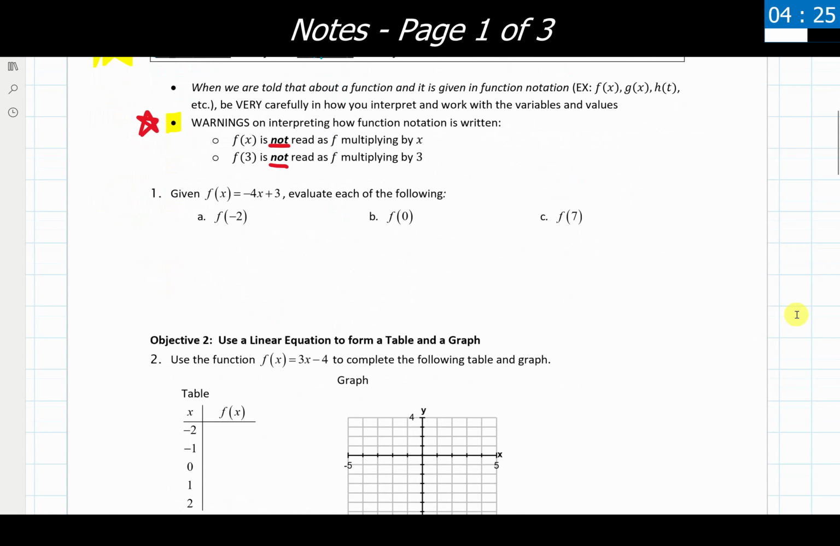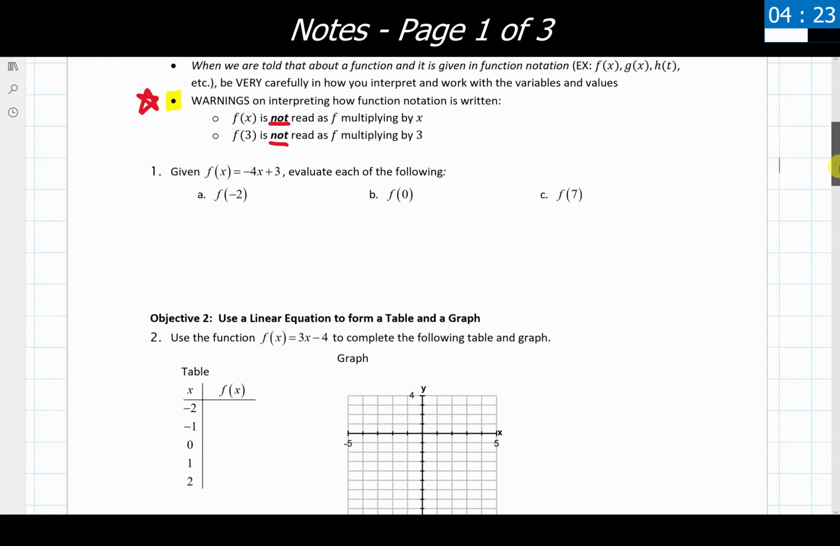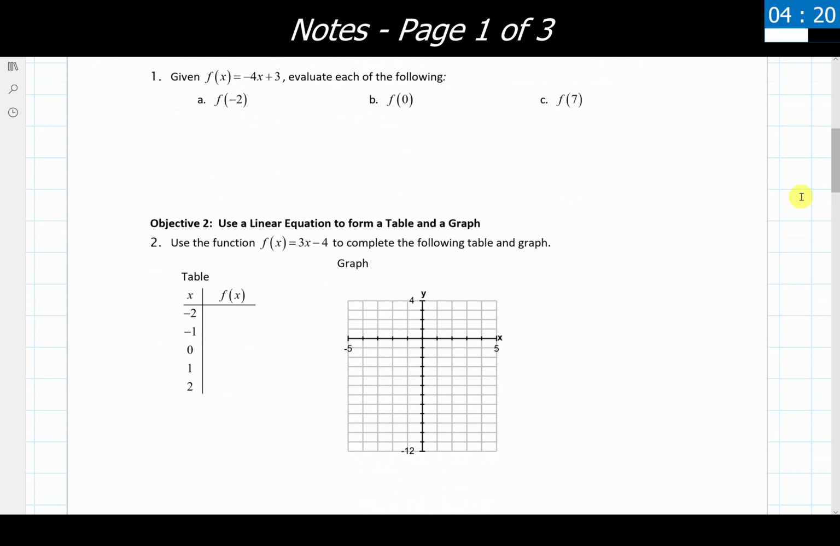Now with the examples we're about to see, I am going to go through these a little bit quickly because we're going to see that the process is extremely repetitive once we get the idea of inputs and output values down. So for our first example, we've been given the equation f of x equals negative 4x plus 3, and we're told to evaluate that for each of the following: f of negative 2, f of 0, and f of 7. We want to take a pause here and note, are these numbers input values or are they output values?